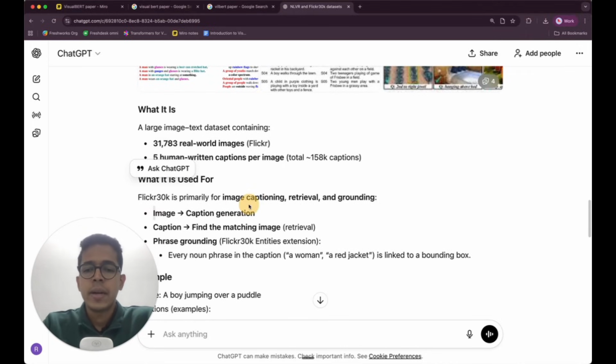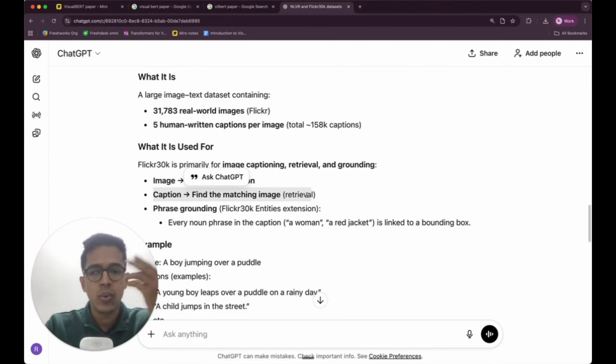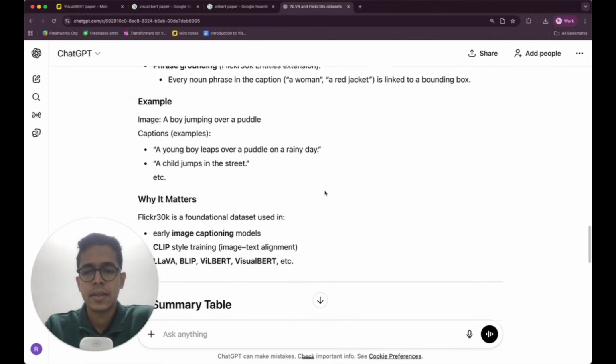It can be used for image caption generation, then caption to find the matching image. So it's like retrieval. So you try to retrieve the best matching image corresponding to a caption. Then phrase grounding. So every noun phrase in the caption, a woman, a red jacket, is linked to a bounding box. Okay. This also we'll see. So the bounding box hopefully should contain a red jacket or a woman, whatever is being described in the text.